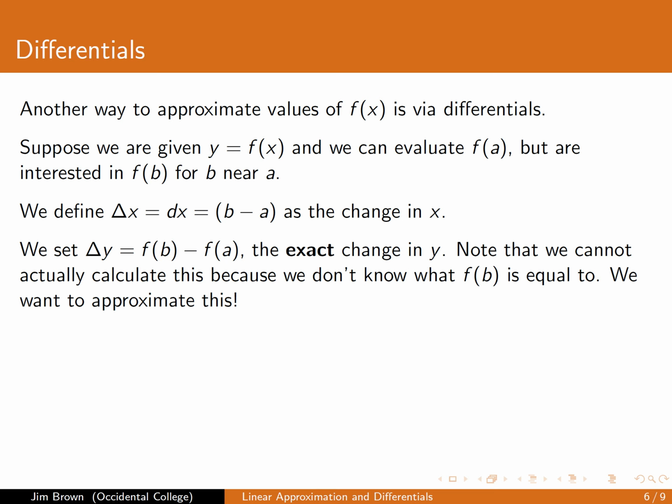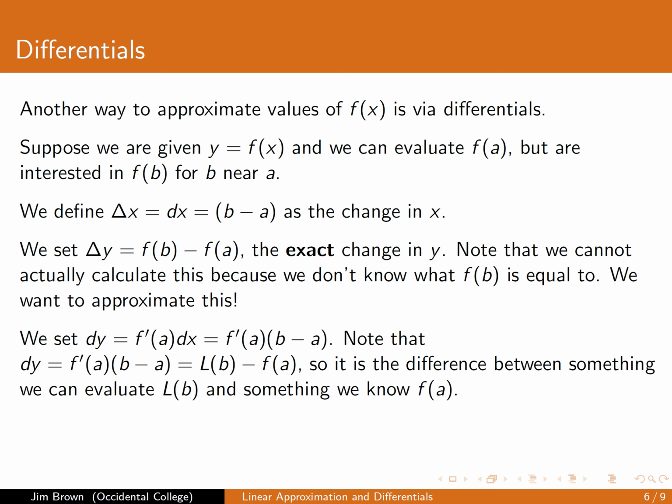So what we're actually going to do is say, well, we're interested in this delta y, how the y changes if I change x. So I'll approximate this instead of being able to calculate it exactly. So if we set dy to be f prime of a dx, which is f prime of a times b minus a, we can notice that this f prime of a times b minus a is exactly the same thing as L of b minus f of a. And now we know how to evaluate L of b. So this is something we can actually calculate.